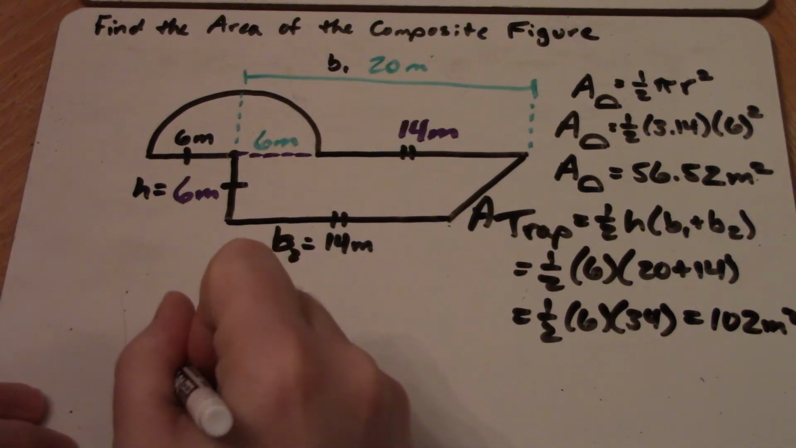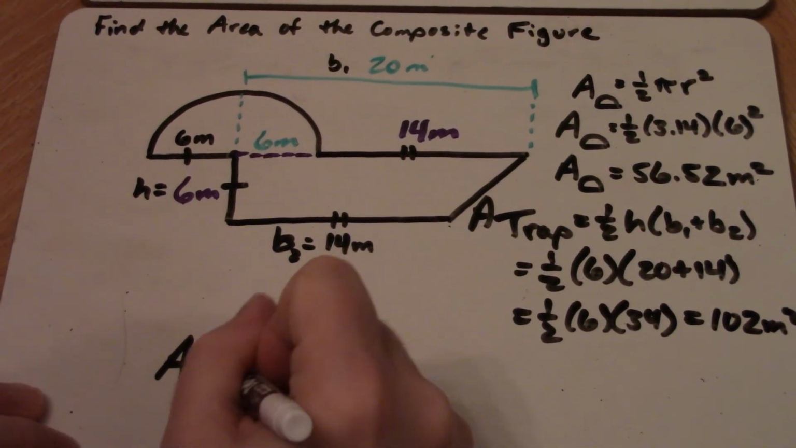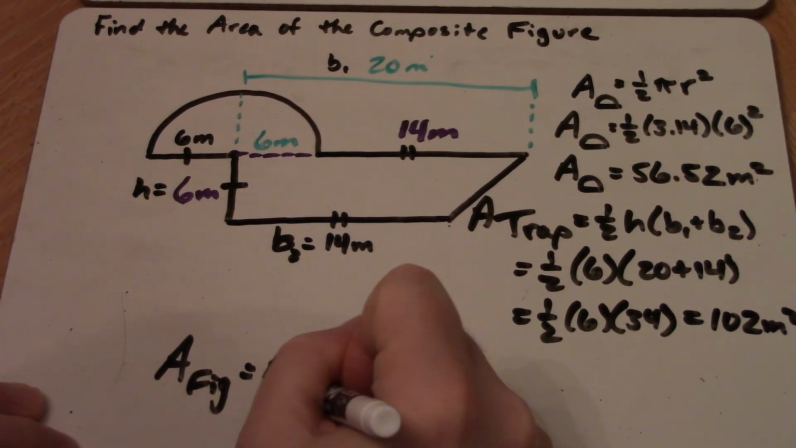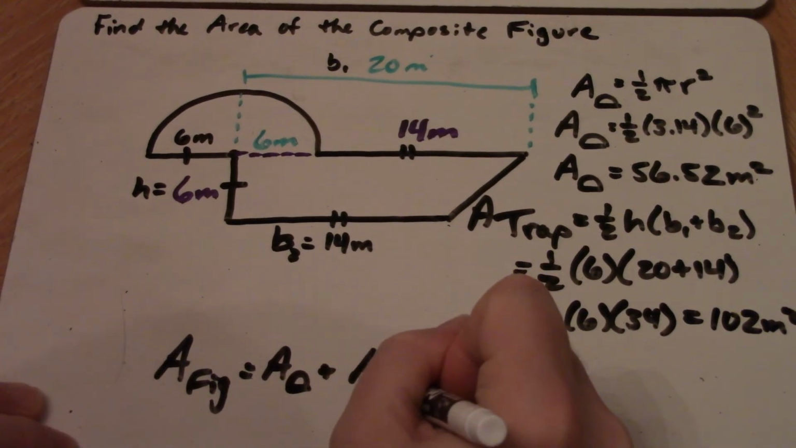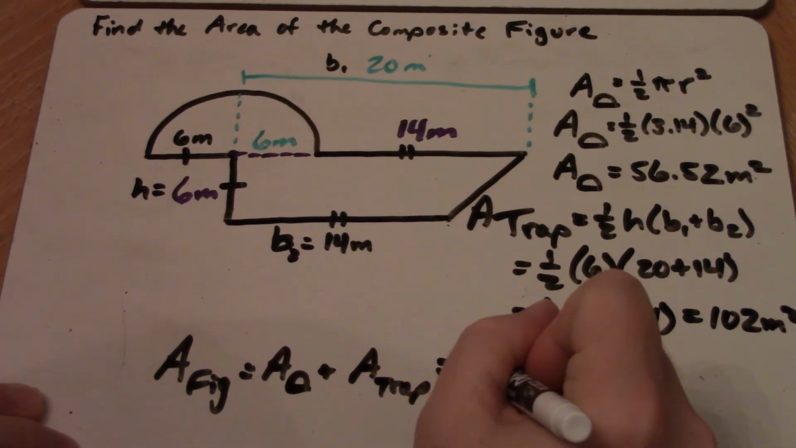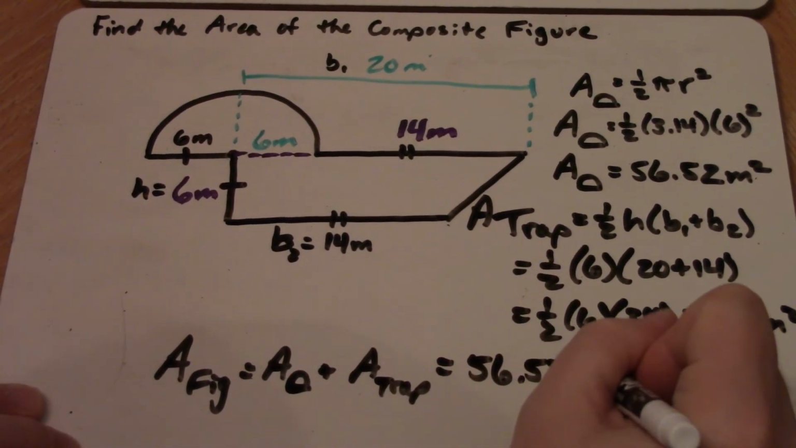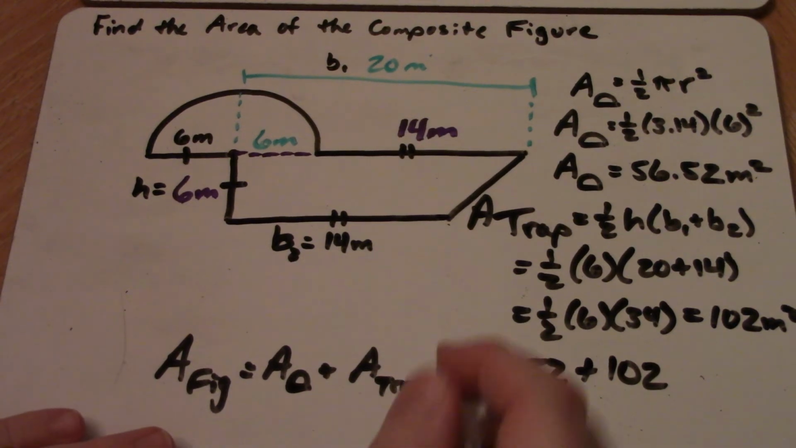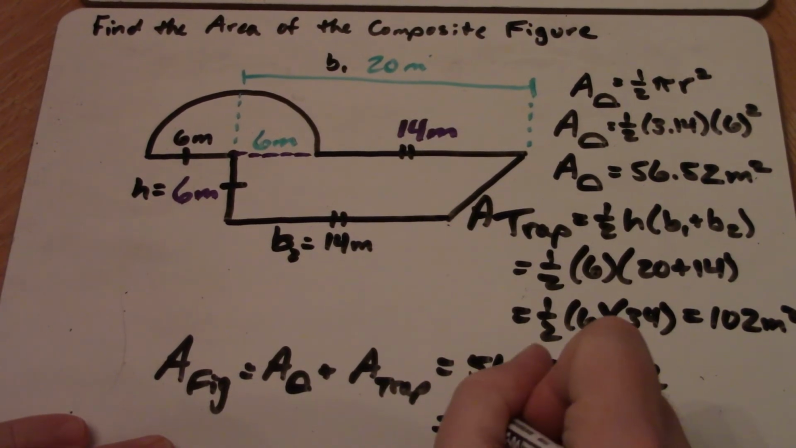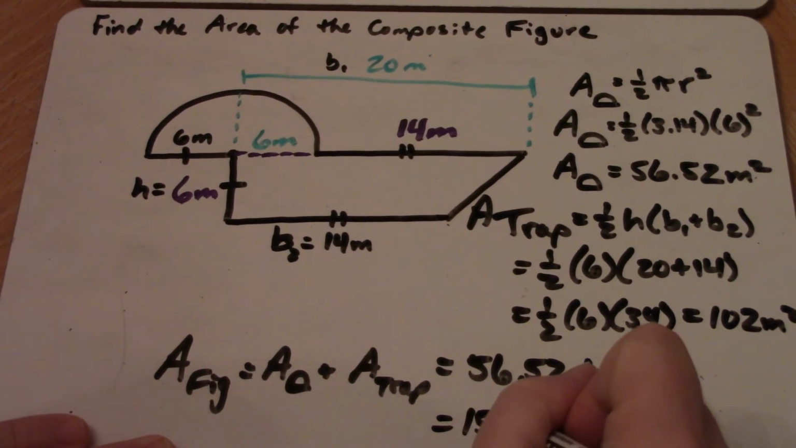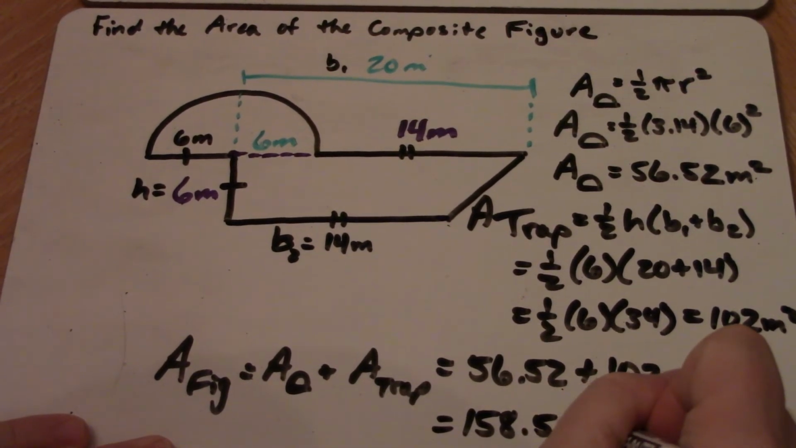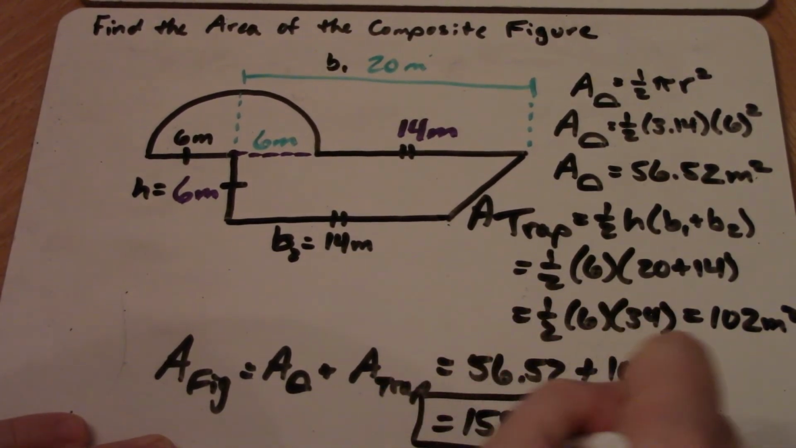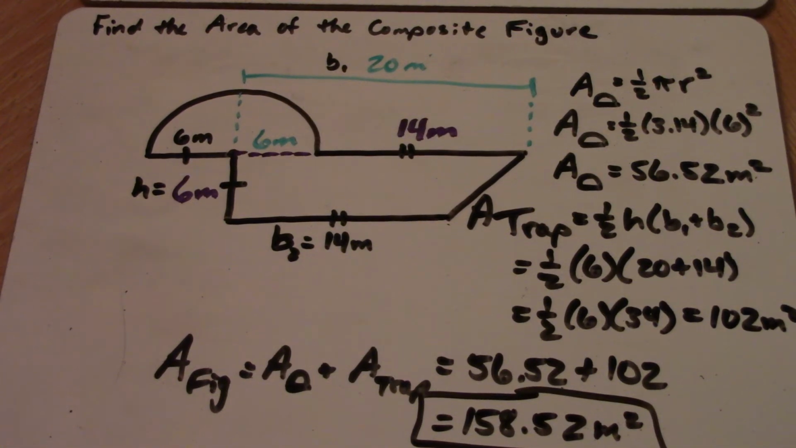The area of the figure is the area of the semicircle plus the area of the trapezoid. That would be 56.52 plus 102, or 158.52 square meters for the area of the composite figure.